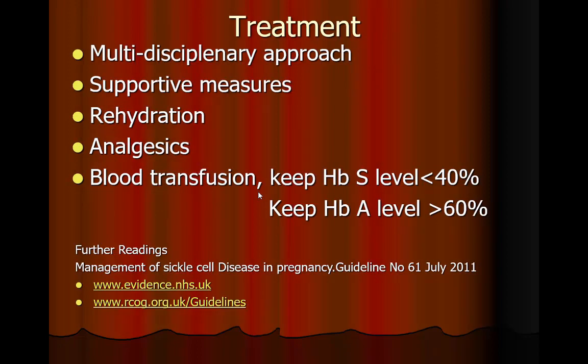The treatment is a multidisciplinary approach. Supportive measures are important: rehydration, analgesia, and blood transfusion in order to keep hemoglobin S less than 40% and hemoglobin A, which is a functional hemoglobin, less than 60%.